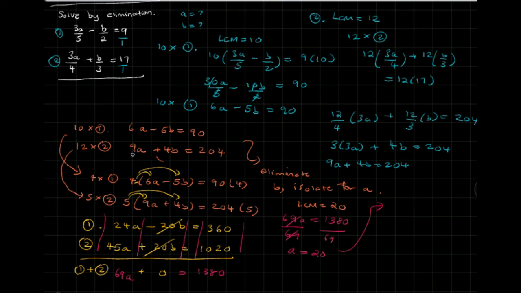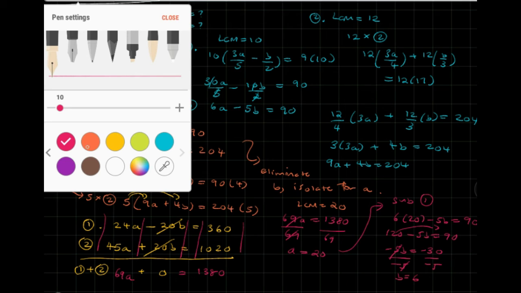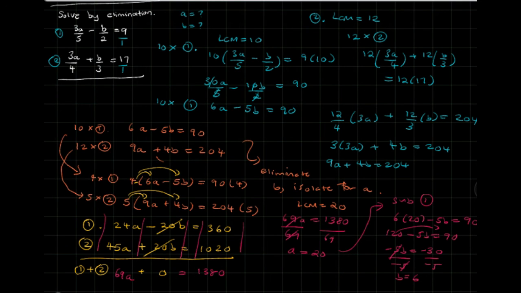So now we've solved for a, what you want to do is solve for b now. I'm going to substitute into one of the two equations. I'll substitute into equation 1. So instead of a, I'm going to plug in 20: 120 minus 5b is equal to 90. Move the 120 to the other side. Negative 5b is equal to negative 30. If I divide by negative 5, b is equal to 6. So now we actually have two answers: a is equal to 20 and b is equal to 6. And that is our final answer.